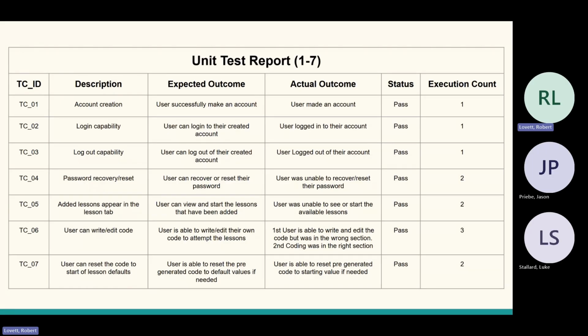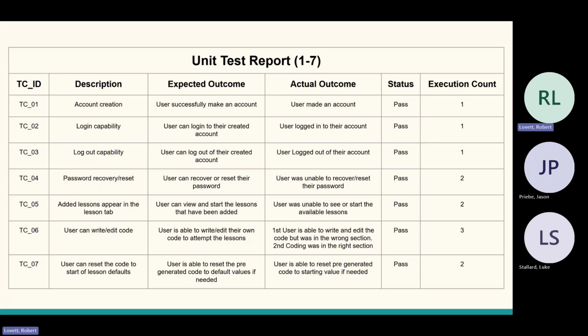Like we said before, the password recovery was one of our more major bugs that we ran into while coding. It did take 2 attempts because at first the user was unable to recover or reset their password. But we were able to fix it, and on the second attempt, it passed. 5 also took 2 attempts, but we did not count it as one of our more major bugs. It was a simpler fix, as the user was just unable to see or start any of the available lessons.